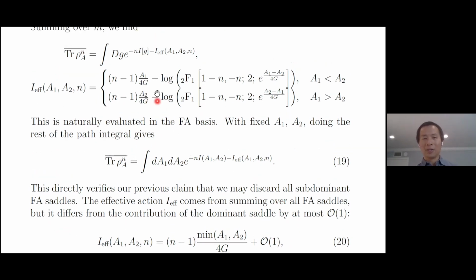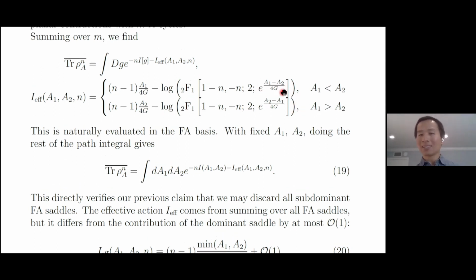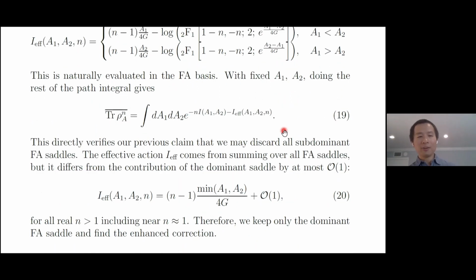So the dominant saddle is going to be the first term in this equation, the definition of I effective. The second term, which is the order 1 term, is the log of this hypergeometric function. And because of the way that it is defined, the last argument is always between 0 and 1, and this term is always order 1. This is true even when n is really close to 1. So this justifies our claim that we can just keep the dominant saddle point in the fixed area states, and we can find the enhanced correction following our calculations earlier.